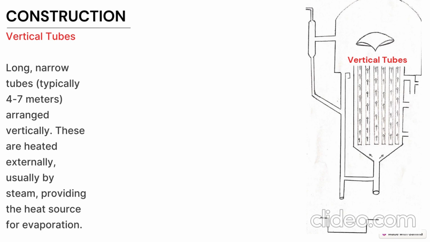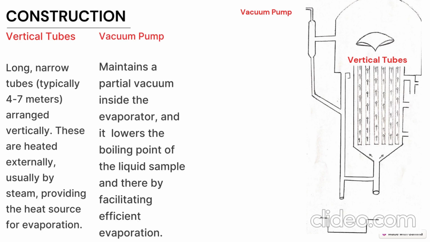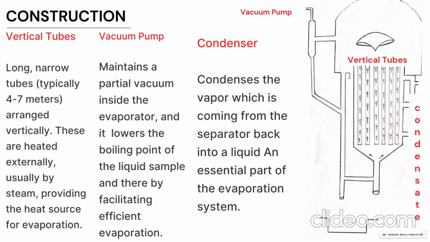The next one is the vacuum pump. It is used to maintain a partial vacuum inside the evaporator, and it lowers the boiling point of the liquid sample, thereby facilitating the efficient evaporation process. And the next main part is the condenser. The condenser condenses the vapor coming from the separator back into a liquid. It is an essential part of the evaporation system.